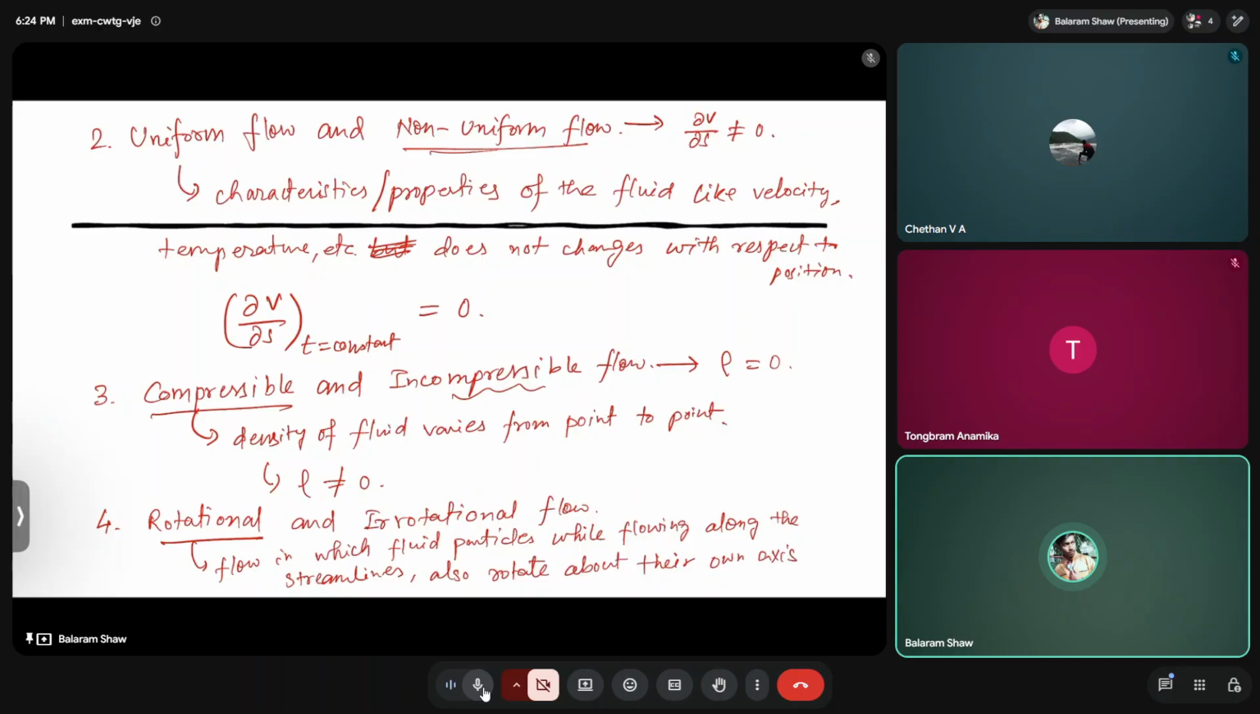So it can be like, let's say if there are some sediments or some impure particles or some other particles in the fluid, then what can happen? While traveling, or during the movement of the fluid particles, there can be some rotation about their own axis. In that case, that flow will be called rotational flow. Whereas if there is no rotation, then we call that irrotational flow.